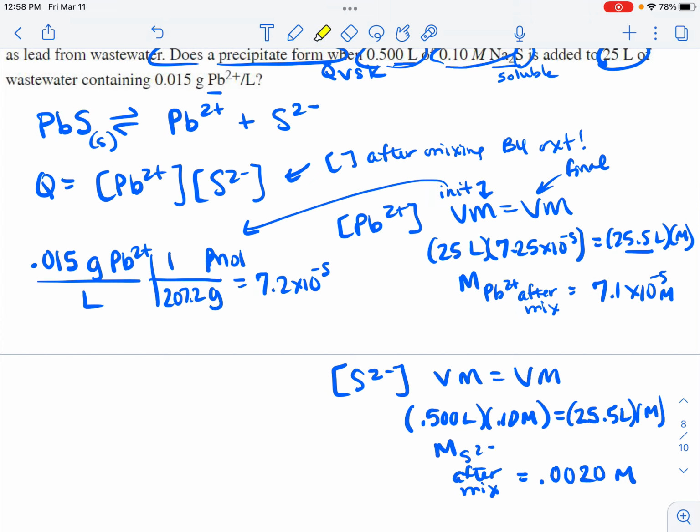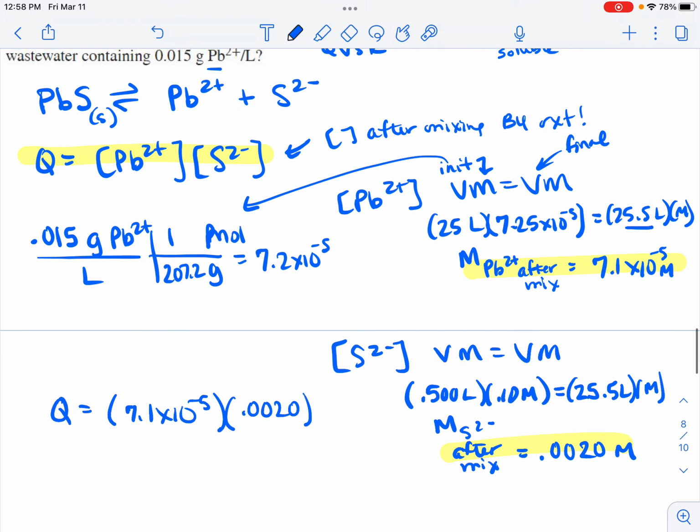Now my two values after mixing can go into Q, okay? So now I'm going to say Q equals, we're going to substitute in the lead, which was 7.1 times 10 to the negative fifth, and the sulfide, which was 0.0020 molar. And a lot of times I won't round here, but I took this from your textbook and they rounded, so just know that. Usually I'll leave numbers bigger there unless they've asked me for that concentration. So Q equals 1.4 times 10 to the negative seventh.